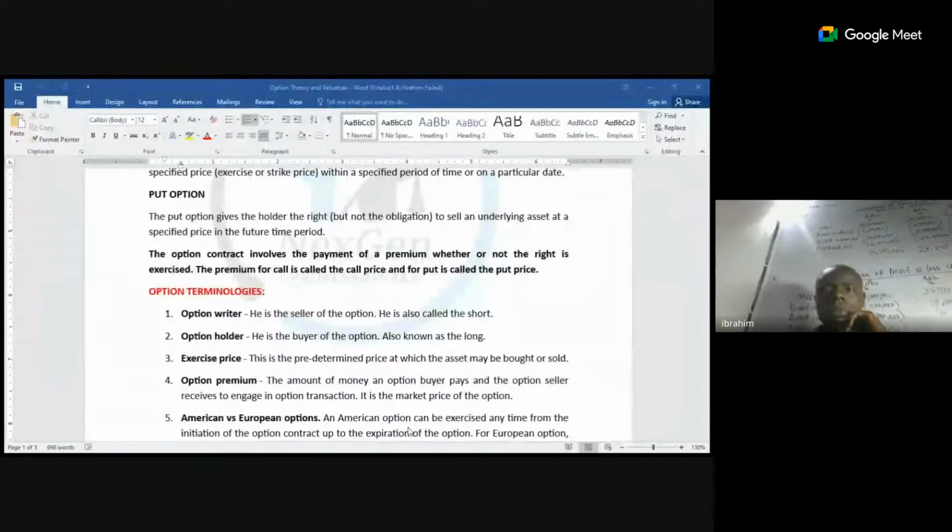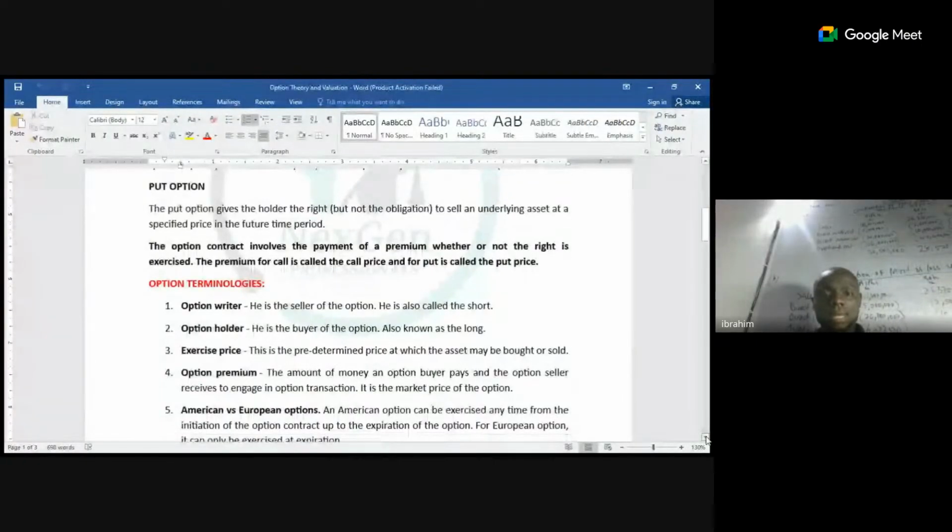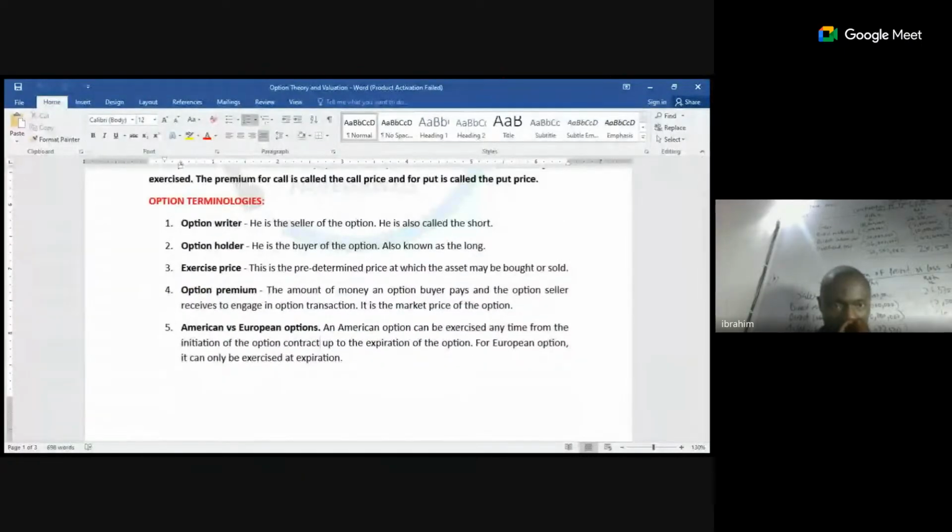So next, American versus European option. An American option can be exercised, your rights, anytime from initiation of the option contract up to the maturity of the option.